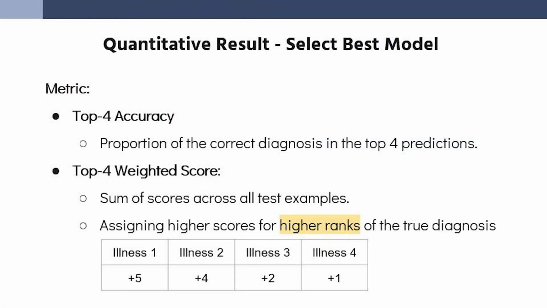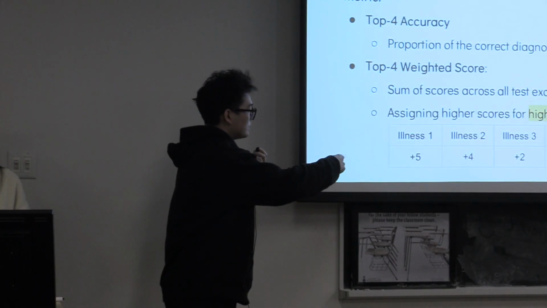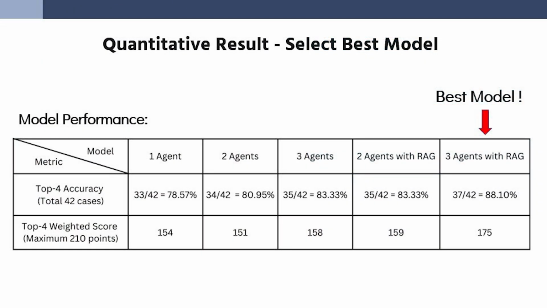So you may have a question: how did we choose our best model? We used 2 metrics. First, top 4 accuracy, which checks whether the correct diagnosis is in the top 4 predictions. Second, top 4 weighted score, which assigns more score for higher-ranked predictions. And you can see the table below. After that, we compared 5 different models, and we found the 3-agent model with RAG has the best performance, which achieves an accuracy over 88% and a really high weighted score of 175.